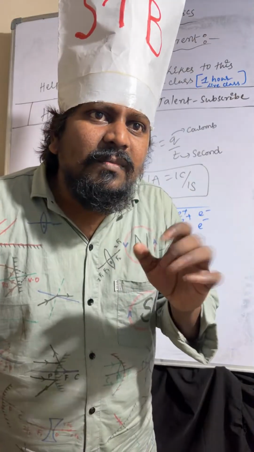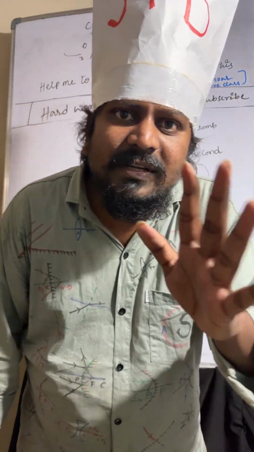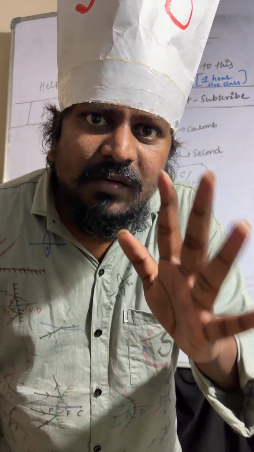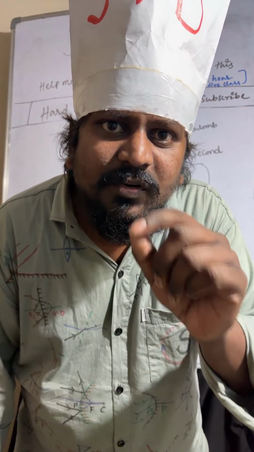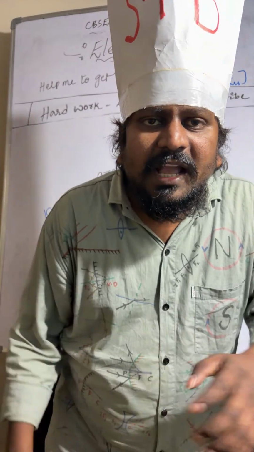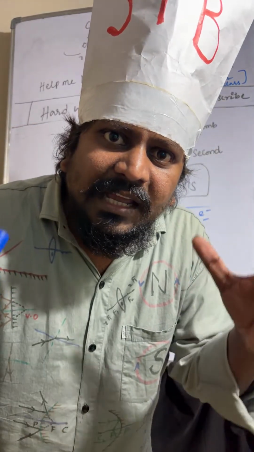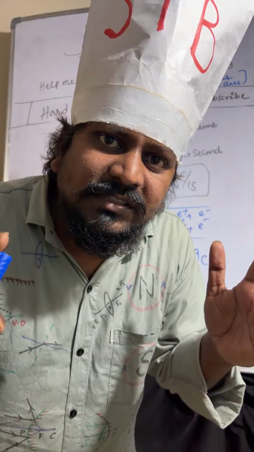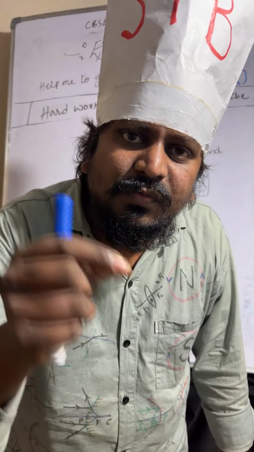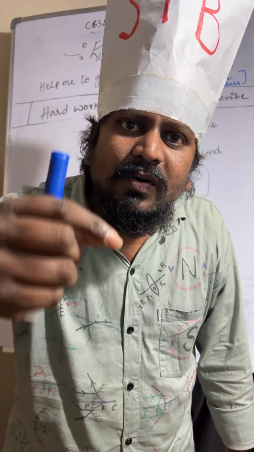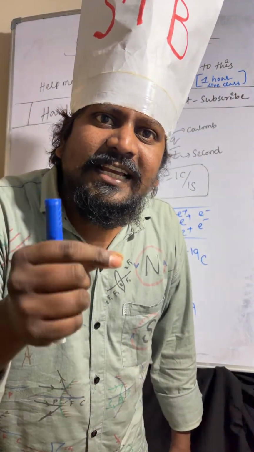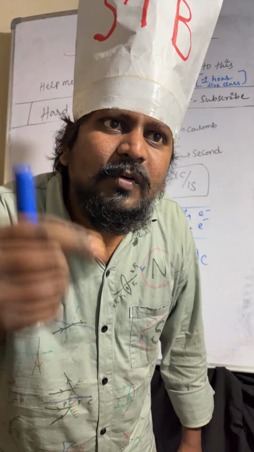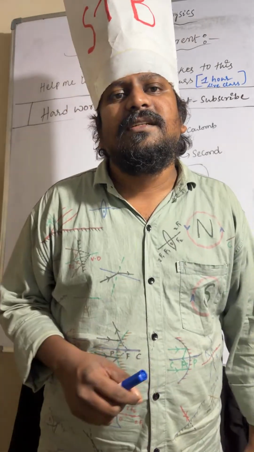On 1 electron, how much charge is present? 1.6 into 10 power minus 19 coulomb. In 1 coulomb, how many electrons are present? 6.25 into 10 power 18 electrons. In 1 coulomb, 6.25 into 10 power 18 electrons are present.